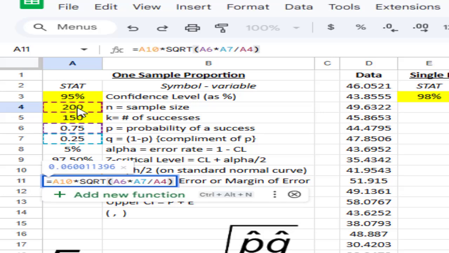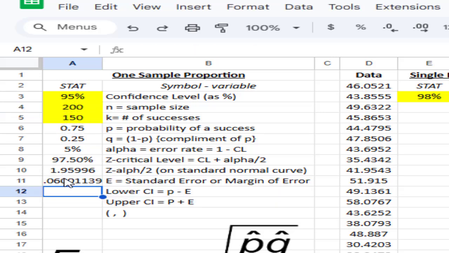Close that square root, hit enter, and again, we can't see it, right? We've got to show a little less accuracy. There we go. And there's my margin of error.